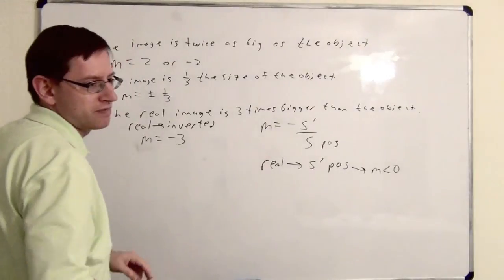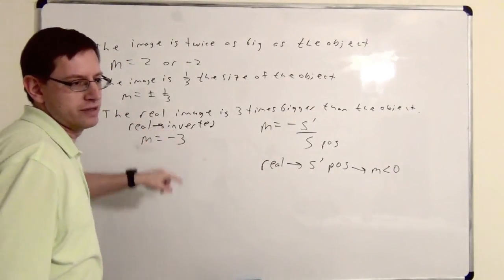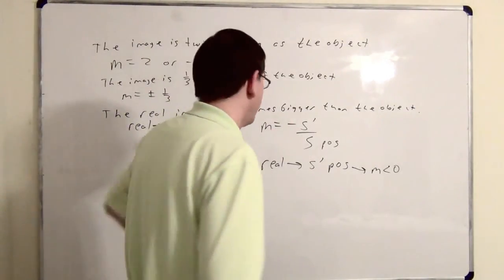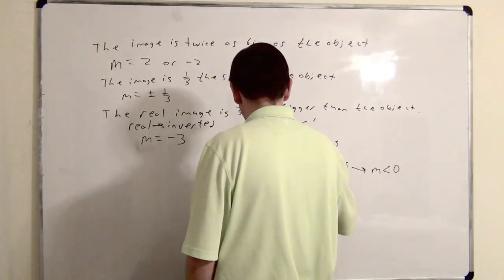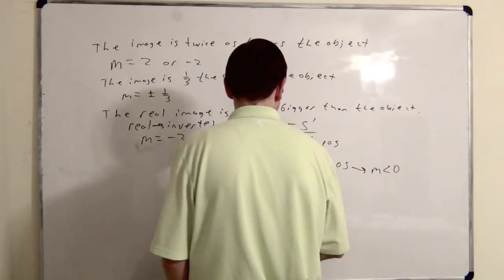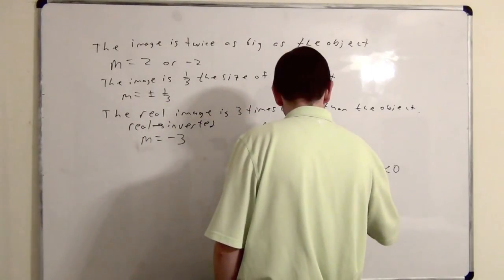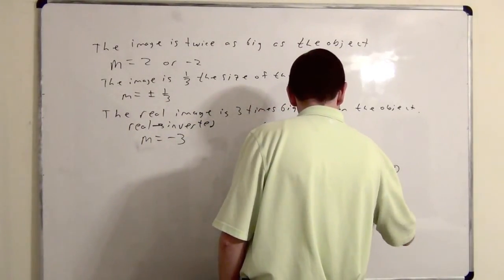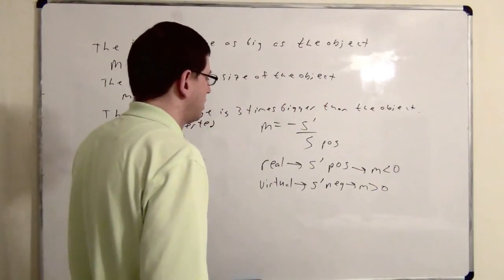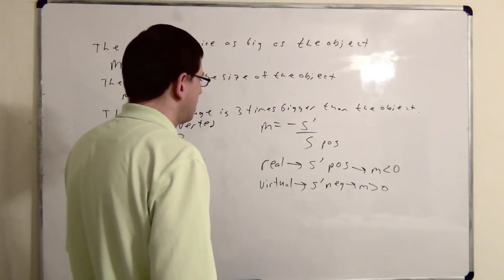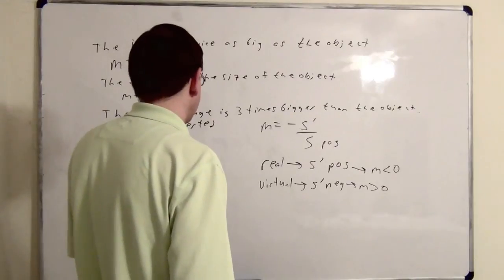Okay, so I think you would probably get full credit if you just said real images are always inverted, but this is the quick way to prove it. And suppose you had a virtual image. What does that mean mathematically? S prime is negative, so m is positive. And what does it mean that m is positive? That it's upright. Yes, that m would be upright.